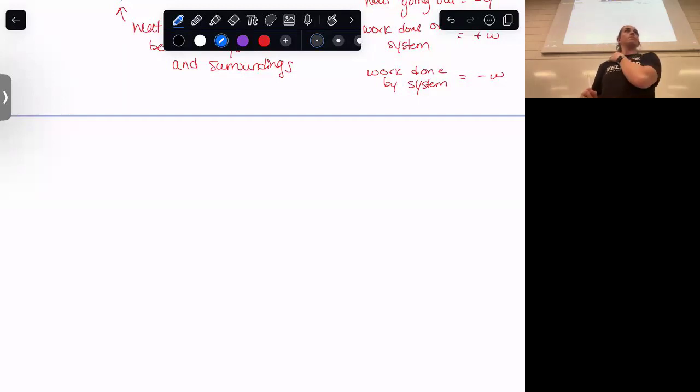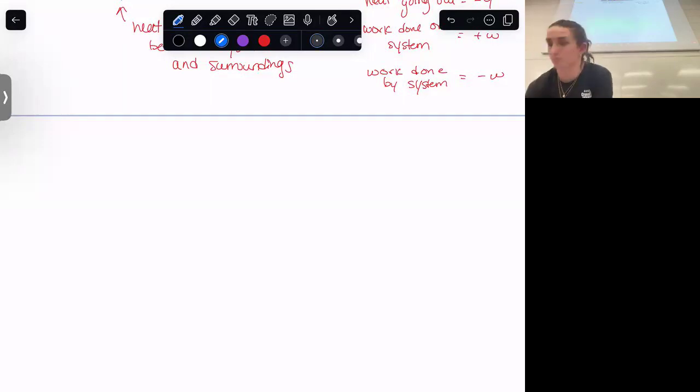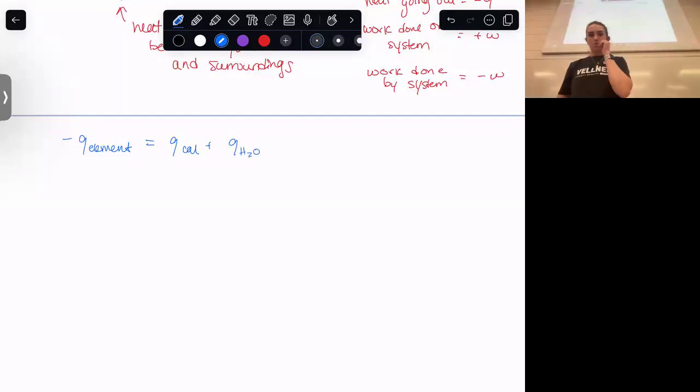Isn't there one that's like negative Q of the element equals Q of the water plus Q of the calorimeter? Yes. I think that might be what you were talking about earlier. So negative Q of the element is equal to Q cal plus Q water, right? Q like system, or like Q surrounding. Mm-hmm. Yeah. Yep. So Q element is just the thing that it's not, right?